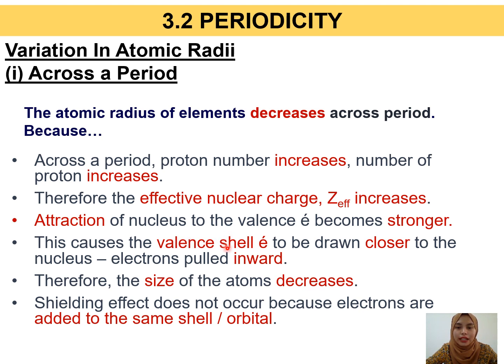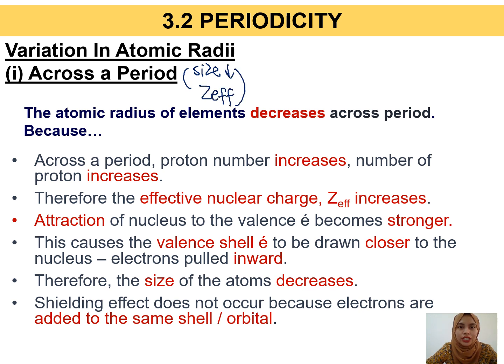Dia akan menarik ke dalam supaya dia jadi bertambah close, bertambah dekat dengan nucleus. Okay, therefore size of the atoms will decrease. Okay, shielding effect tak main peranan pun sebab number of shell tak akan berubah. Okay, tadi kan Miss cakap ada dua je faktor yang mempengaruhi size of the atom, sama ada ZEF ataupun shielding effect. Tapi kalau across a period, kalau size kecil, makanya ZEF yang main peranan.